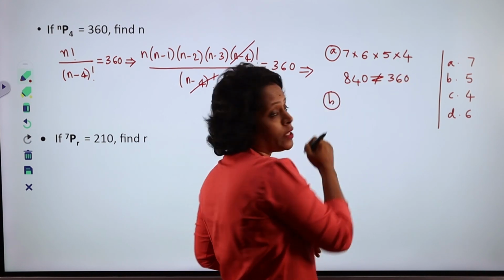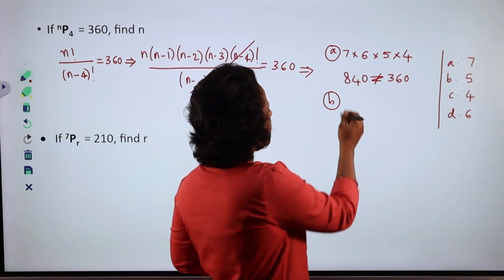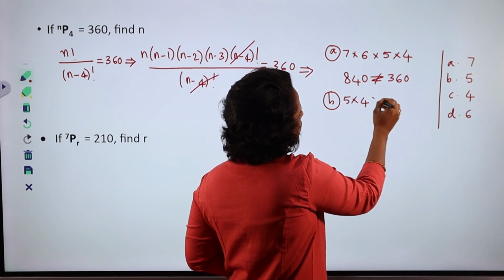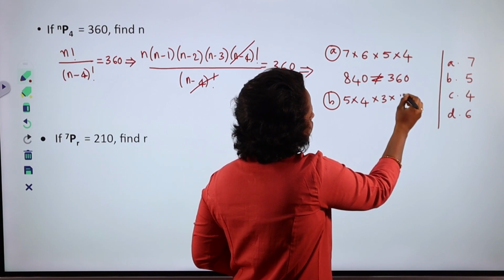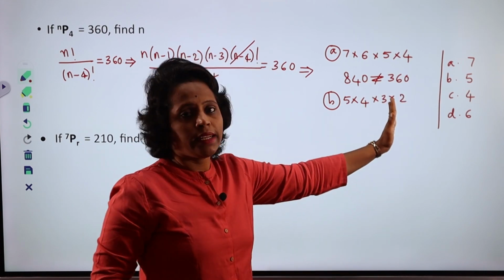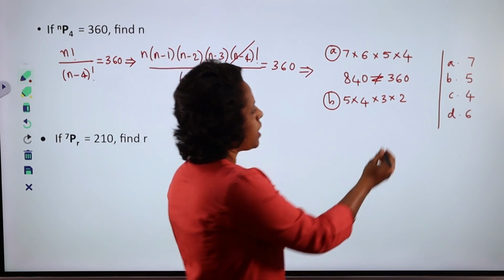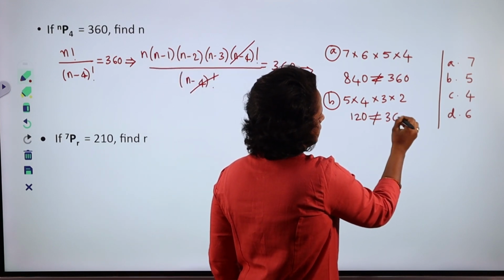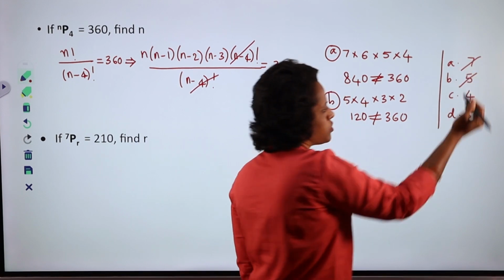No, I'll go for the next option. What is n? n equals 5, right? 5 into n minus 1 is 4 into 3 into 2. 5 4s are 20, 20 3s are 60, 60 2s are 120. So 120 is not equal to 360. So rule out this option, this option.